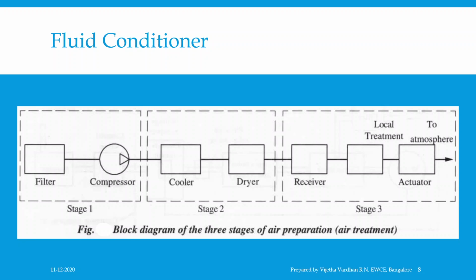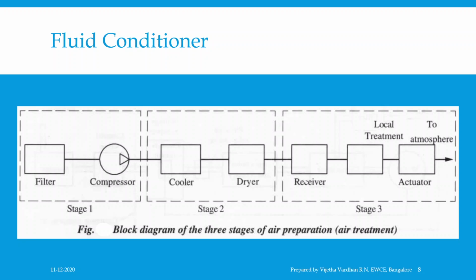Removal of harmful elements from compressed air is called preparation of compressed air. Now, compressed air is prepared or treated in three stages, which you can see in the block diagram over there. First one is called filtering, before the air enters the compressor. Second one, cooling and drying after it has been compressed. Finally, the local treatment is removing dirt and moisture and mixing with a small quantity of oil.